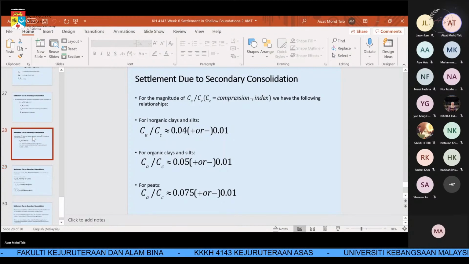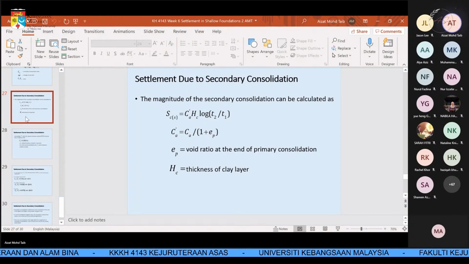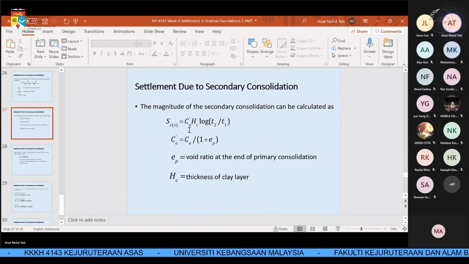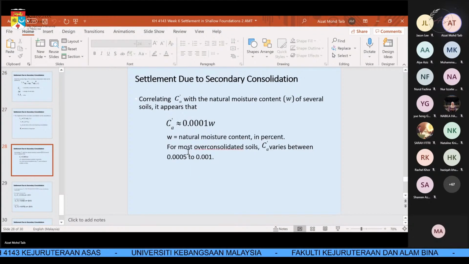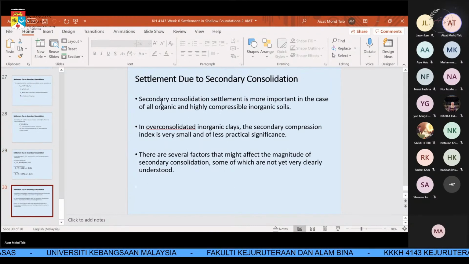This is not C A, this is C alpha. Sorry, they wrote C A, but suddenly here it becomes A. So it's actually C alpha, your secondary compression index. Secondary consolidation settlement is more important in the case of organic and highly compressible inorganic soils. In over-consolidated inorganic clays, the secondary compression index is very small and of less practical significance. There are several factors that might affect the magnitude of secondary consolidation, some of which are not very clearly understood.